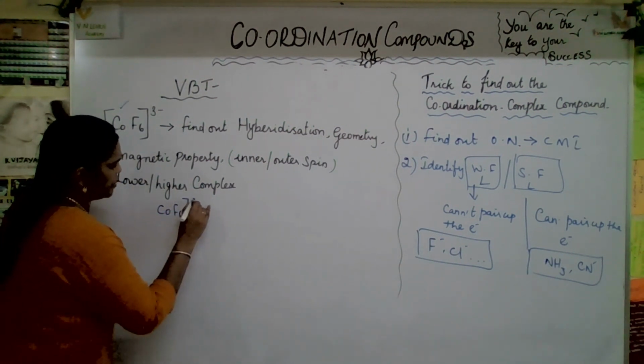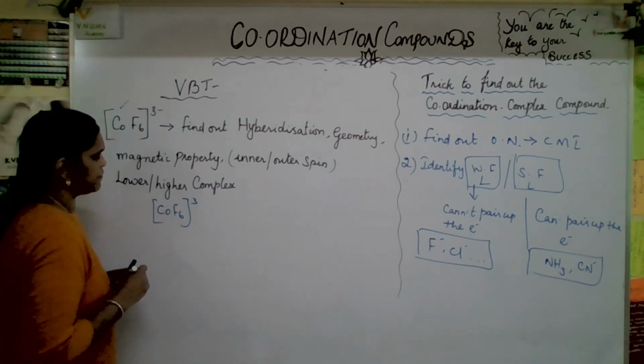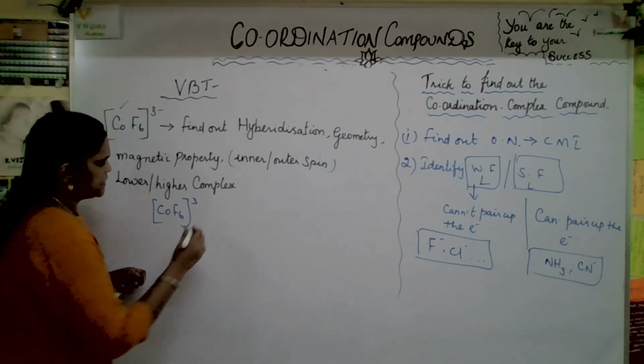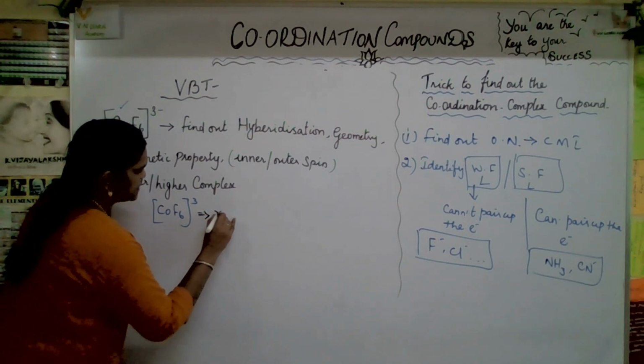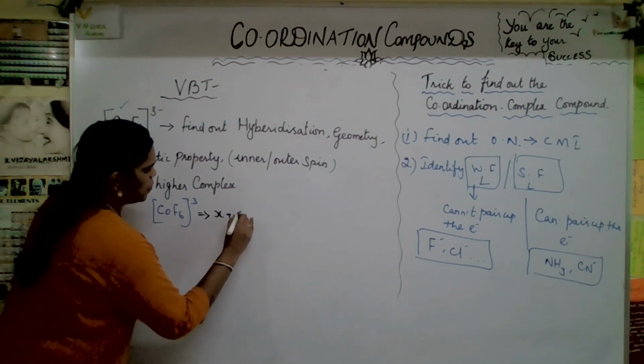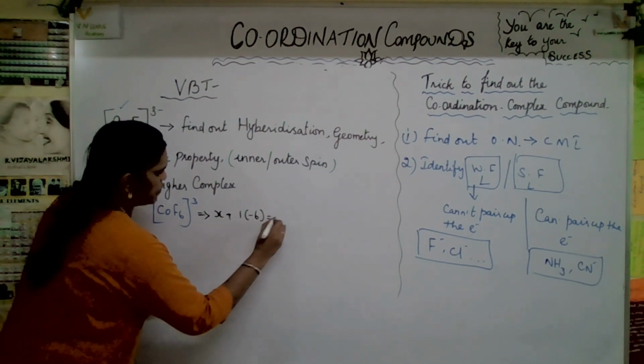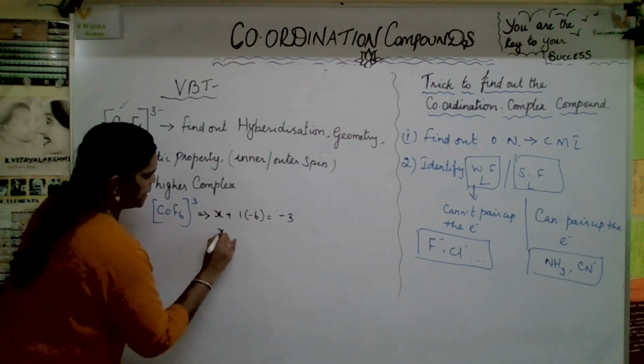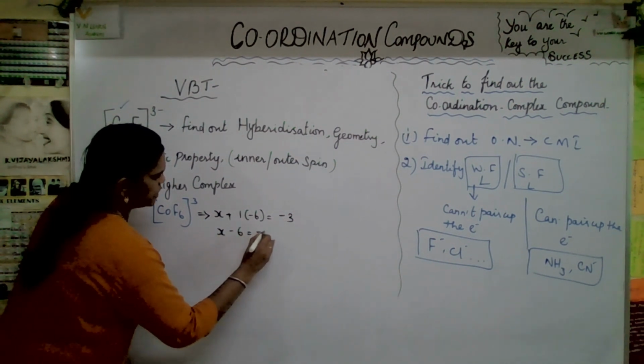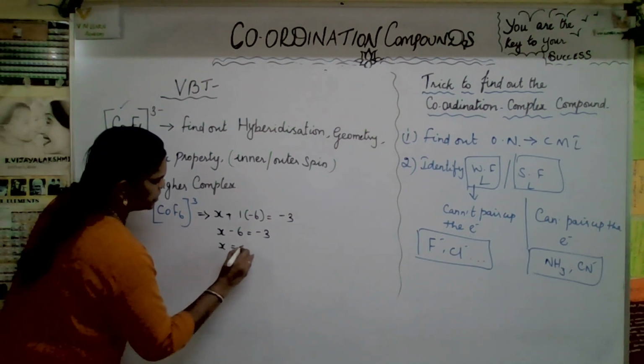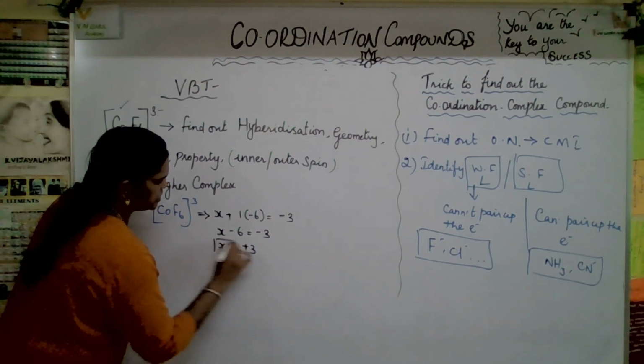CoF6 3 minus. Now, how to identify the oxidation number? X plus 1 into minus 6 equal to minus 3. So, X minus 6 equal to minus 3. So, X equal to plus 3 oxidation state.